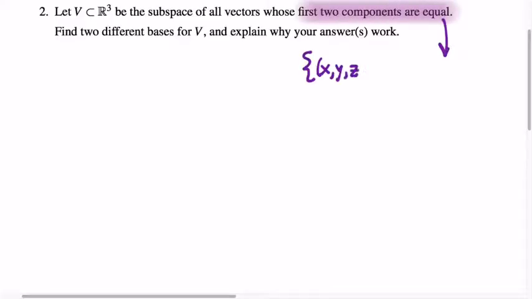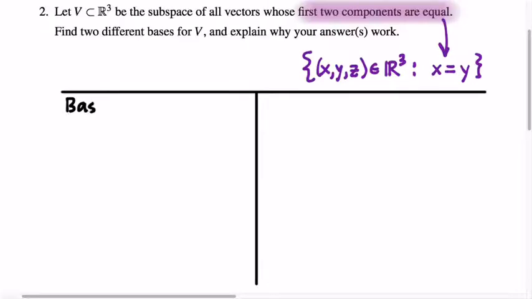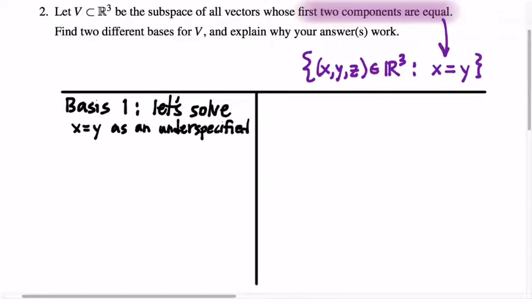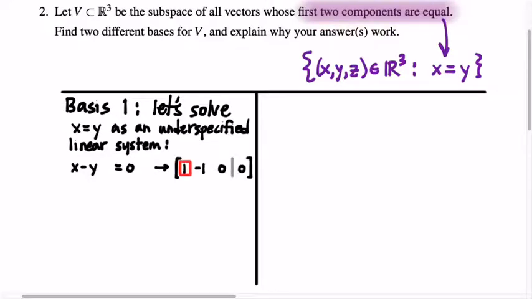For question 2, you're given a subspace of R3, which consists of vectors whose first 2 components are equal. For example, this might be the plane with the equation x is equal to y inside of R3. And you're supposed to find 2 different bases for this particular subspace. One way of finding a basis for this subspace is to think of the equation which defines our subspace, x equals y, as an underdetermined linear system. If we think of it as an underdetermined linear system, we can use linear algebra tools to solve that system and describe it in parametric form. To do that, we just need to row reduce this augmented matrix, and there's no row reduction to be done because there's only 1 row.